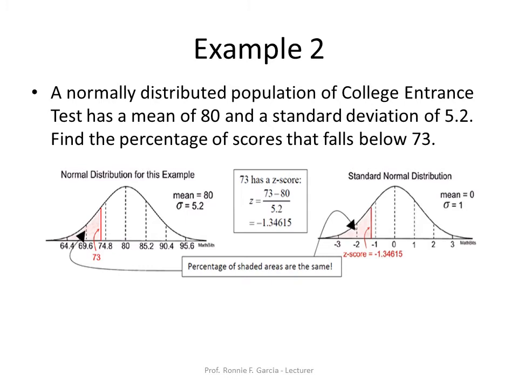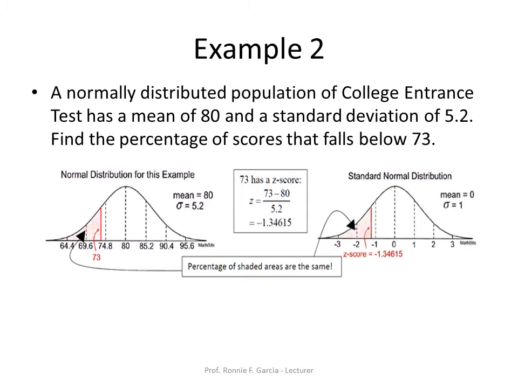So now that we have applied the z-score, we can now look at the table, the diagram on the right. So from 73, we have actually located the position in the standard normal distribution that is found on the left side of 0, our mean. So the red line shows the position of 73 in the standard normal distribution. That is represented by negative 1.35 approximately. So because of this, we have already the number. We can compute for the percentage of the scores that falls below it.